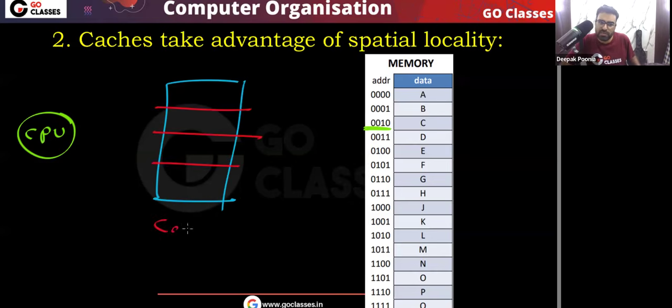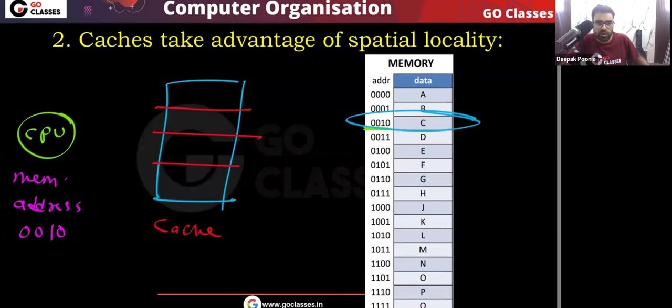Okay, this is our cache memory. So remember, the CPU wants to access this memory address 0010. The CPU is only interested in this memory address, but we know that there is a spatial locality property in majority of the programs.